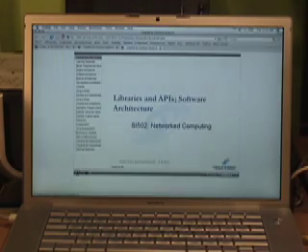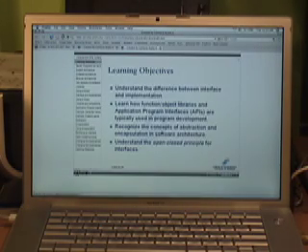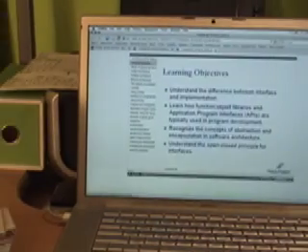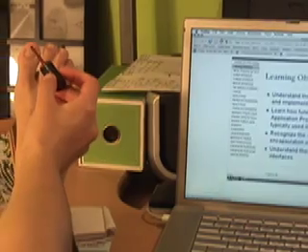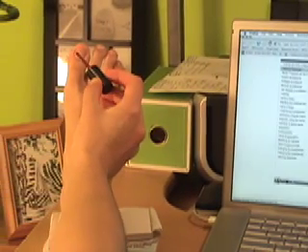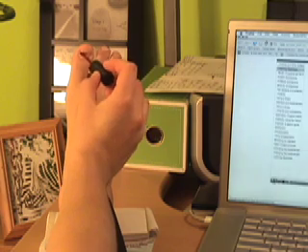In this screencast, we're going to look at libraries, APIs, and some general concepts from software architecture. At the end of this screencast, you should be able to understand the difference between the interface and the implementation of a software module, and also learn a little bit about how function and object libraries and application program interfaces, or APIs, are typically used by programmers developing large programs.